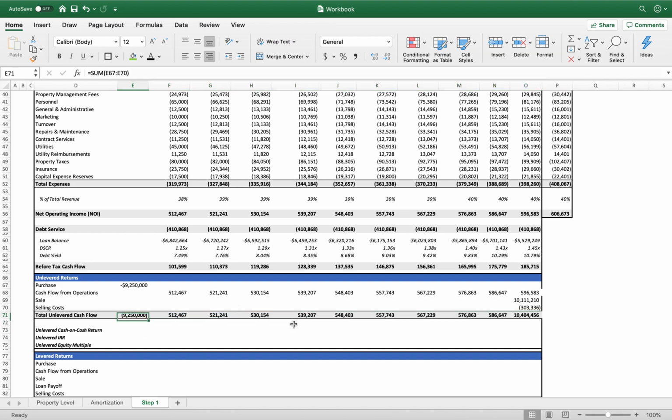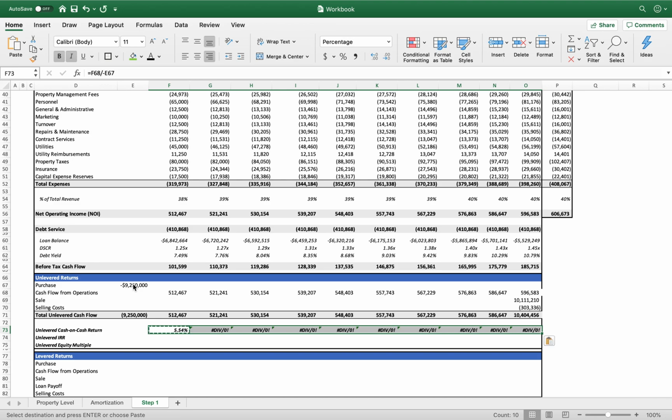So that's the total unlevered cash flow on the deal. That's all the cash flow for 10 years if you did not put any debt on the property. The next is going to be our unlevered cash on cash return. How we calculate that is we use the cash flow from operations and divide it by a negative purchase price, because we want this number to show up as a positive. So 5.54%. Carry that over.